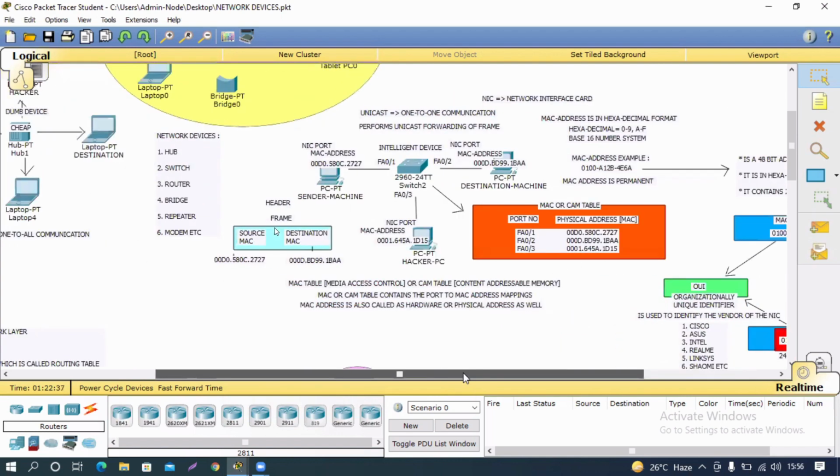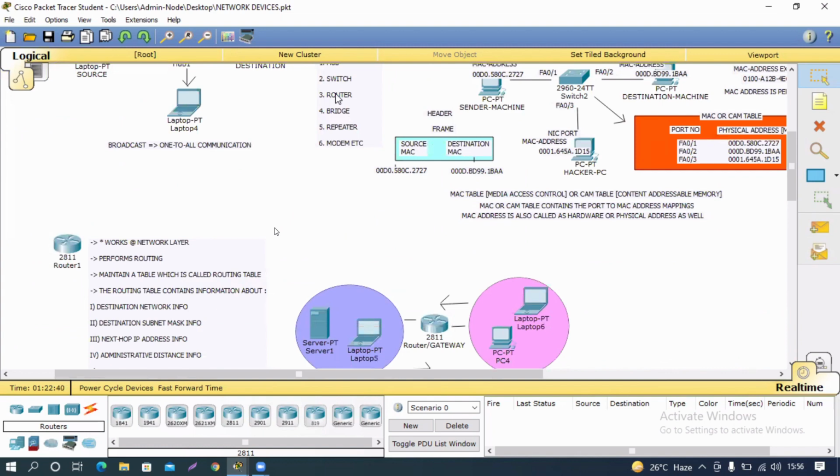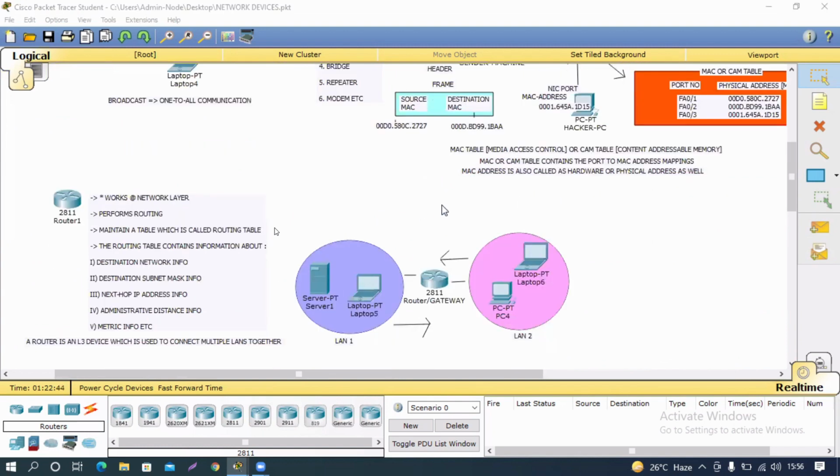So we are moving on to the next section. This is your router. Now we are discussing the router. This is just the environment, everyone. We have two LANs. In one LAN we have a laptop and a server machine. In LAN number 2, we have a PC and a laptop. From LAN number 2, let's say you are trying to communicate to this server. This type of communication is only possible when you have a router in the middle.